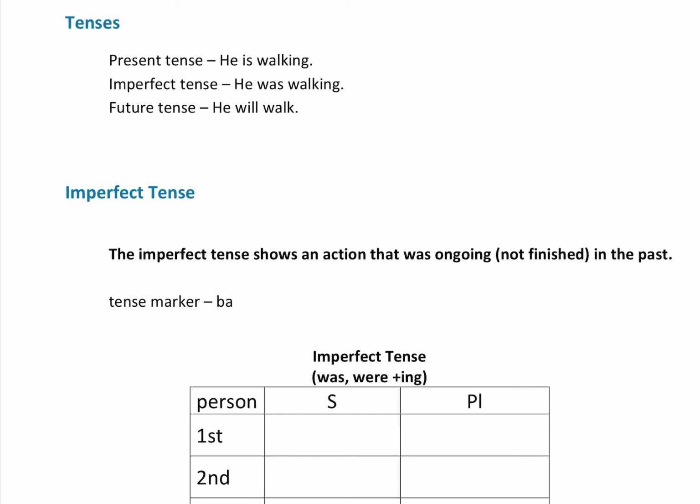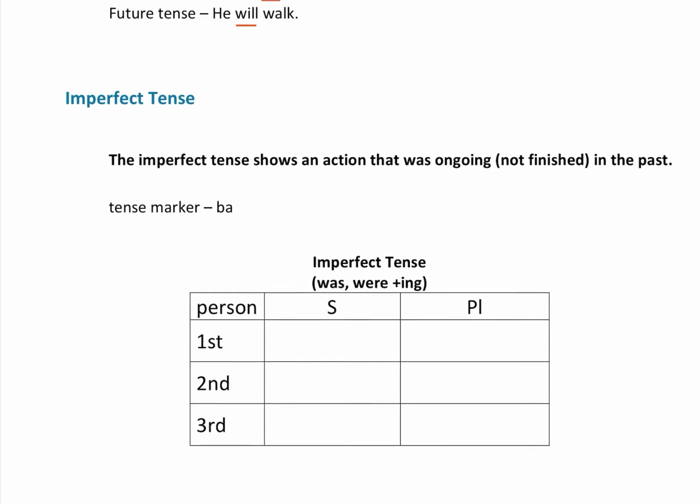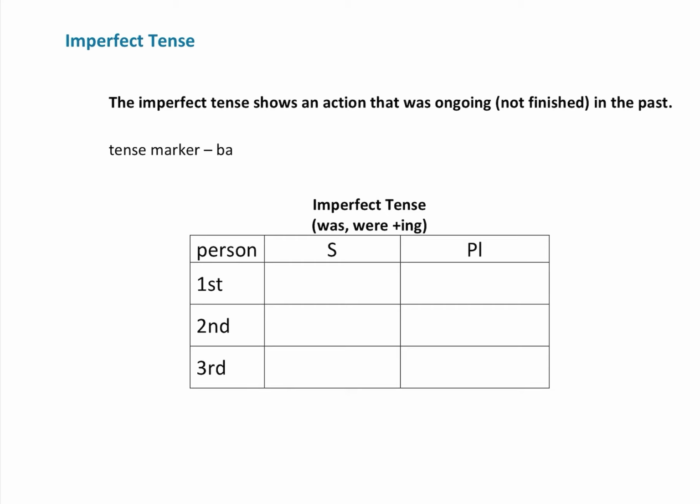All right, tenses. Now, in English we often use a helping verb to indicate tense. So in present tense it would be he is walking. Imperfect tense would be he was walking, and in future tense he will walk. In Latin, there isn't a separate word, but something we can call a tense marker. For imperfect tense, the imperfect tense shows an action that was going on or not finished in the past. And our tense marker here is BA.